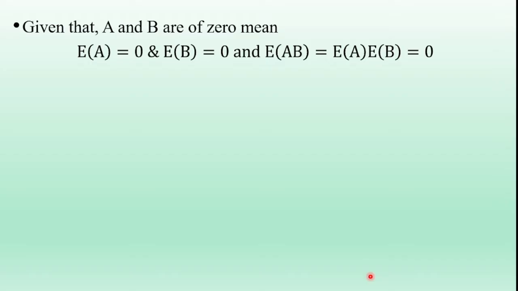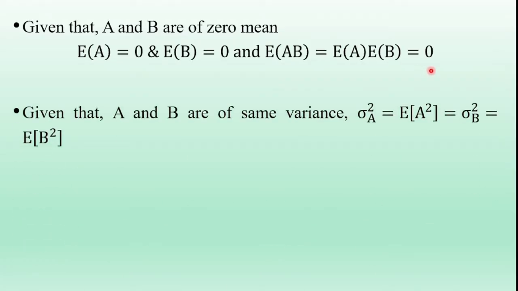Given that capital A and capital B are of zero mean, that means expectation of A is equal to 0 and expectation of B is equal to 0. And for expectation of AB, given that A and B are uncorrelated random variables, uncorrelated means statistically independent here. So expectation of AB is equal to expectation of A into expectation of B. Now we are given that expectation of A is 0 and expectation of B is 0, so expectation of AB is also 0.